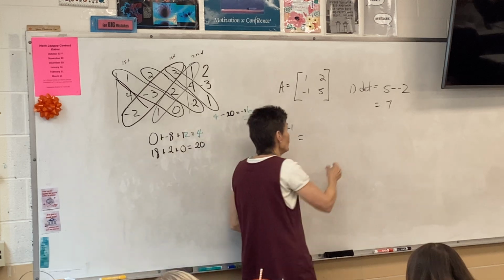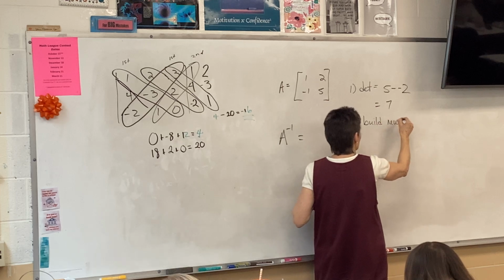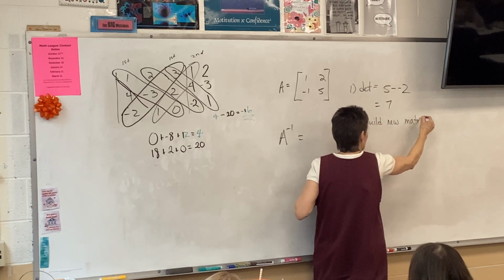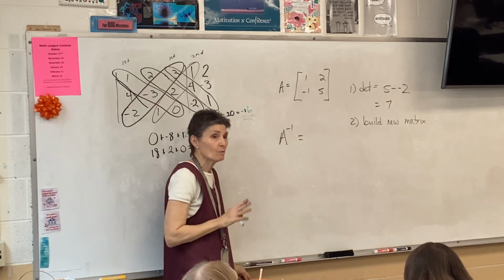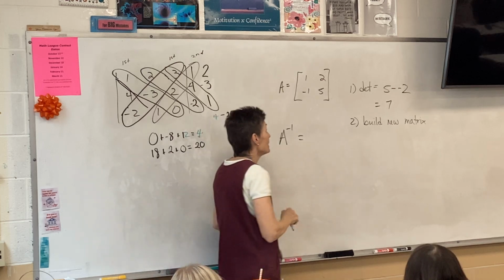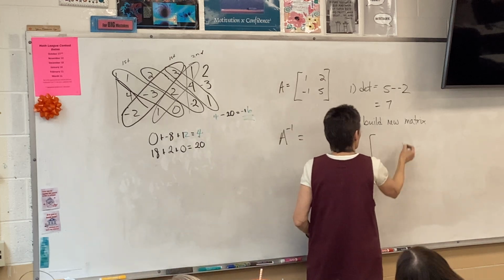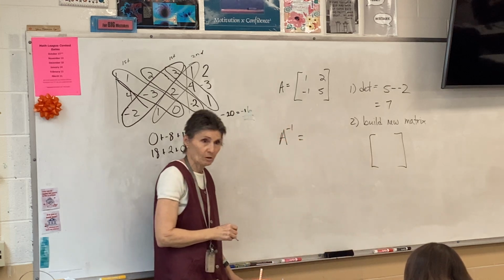Step 2 is you build a new matrix. The new matrix has a name. It's called the adjoint, but you won't need to know that. Just call it the new matrix. I'm going to build a new matrix, and the new matrix is going to be exactly the same size as the original.